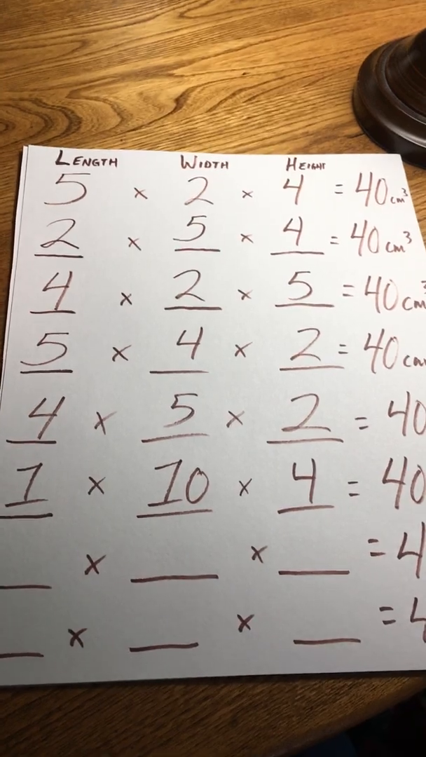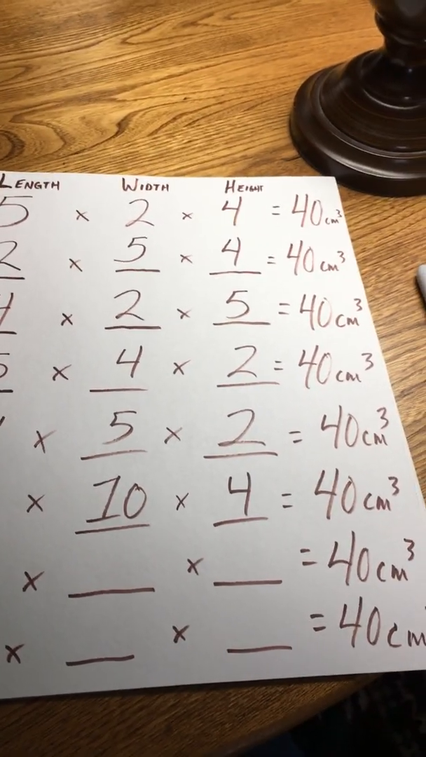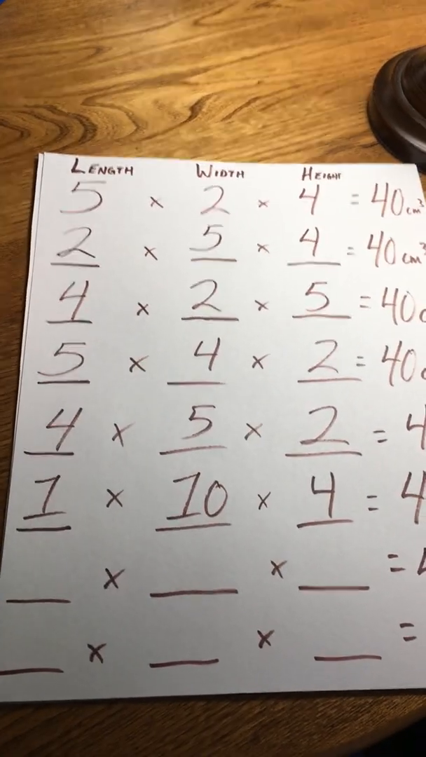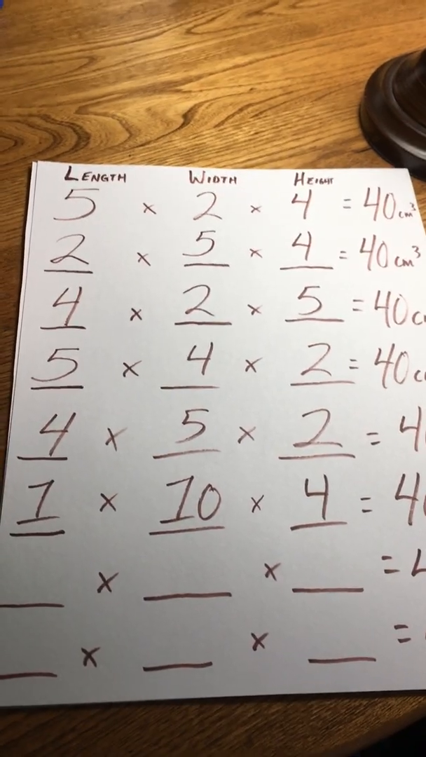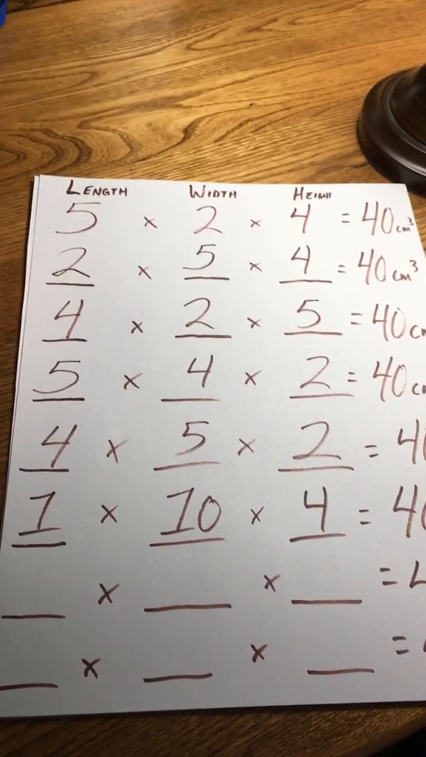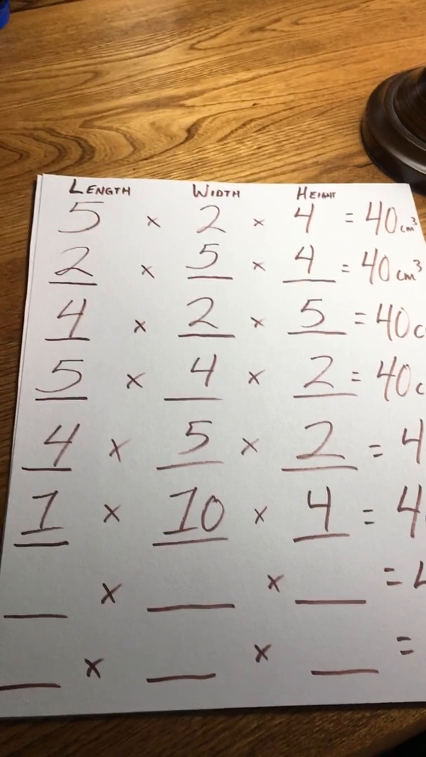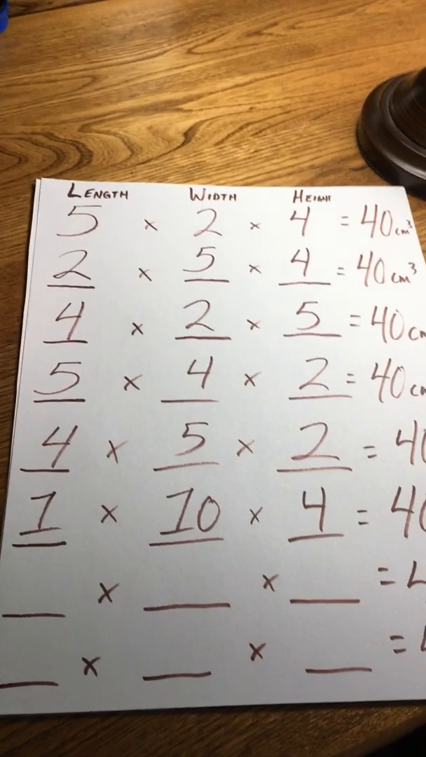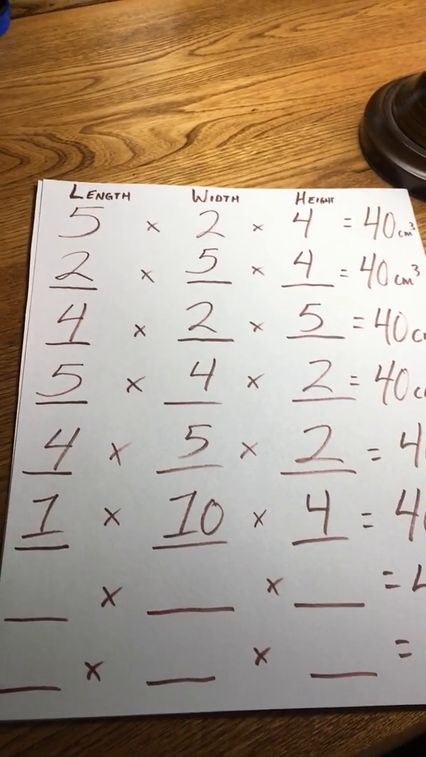And then there's other numbers that you can use to combine to make 40 cubic centimeters, like for instance 1 times 10 times 4 will make your 40, and I bet you could probably juggle those around as well. 10 times 4 times 1, 4 times 1 times 10, and so on and so on.